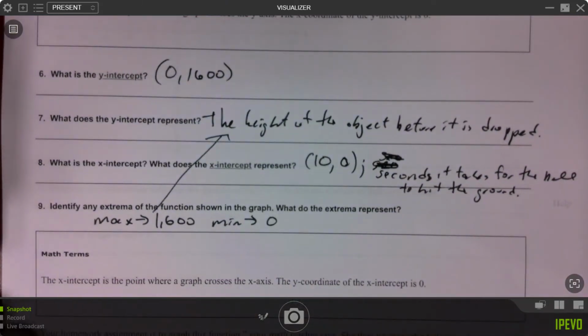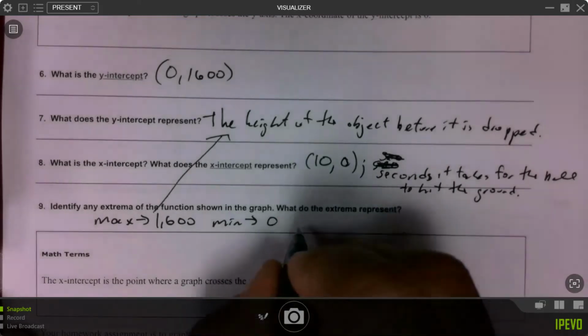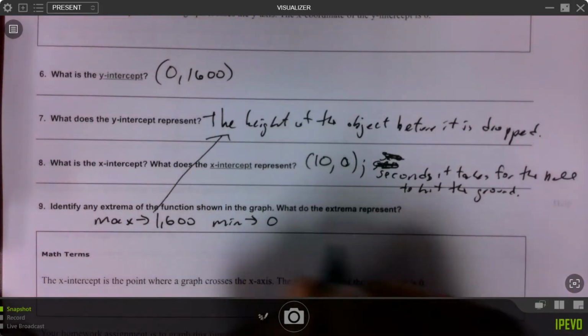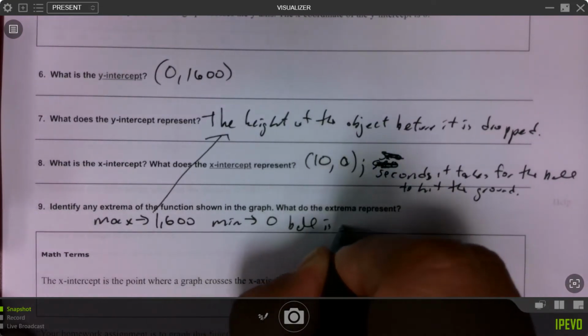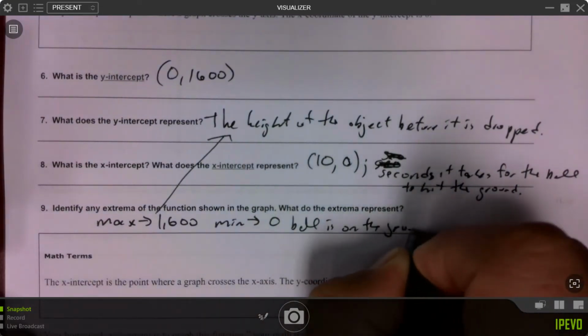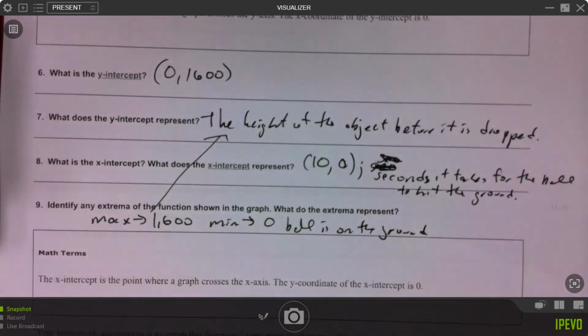What does the minimum represent? Okay, that's where the ball hits the ground. It's almost the same as how many seconds, but that's when the ball is on the ground. It's the lowest amount that it's going to reach. Okay.